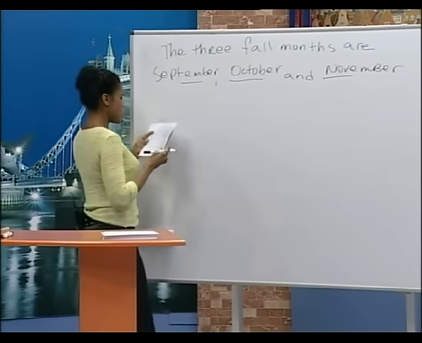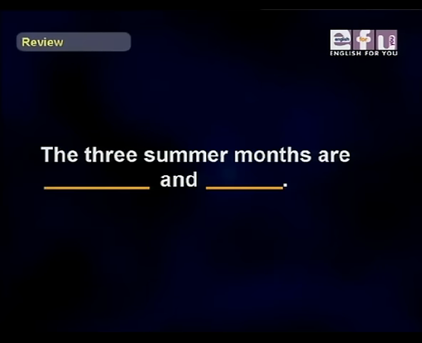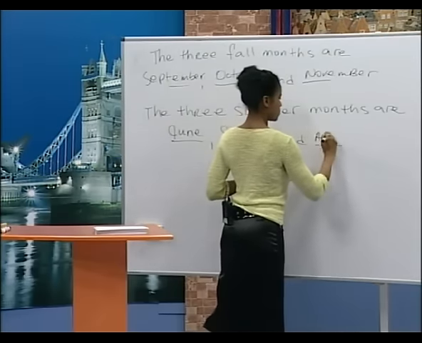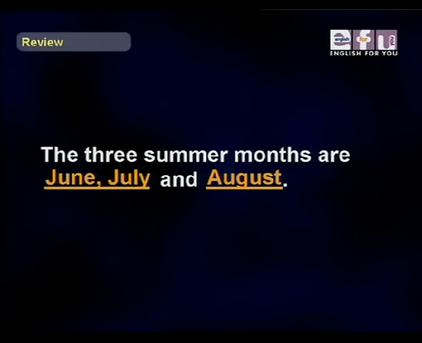Okay, Alberto, now you finally have an easy one. The three summer months are and what? That's easy. The three summer months are June, July, and August. Very good, Alberto. All right, so the three summer months are June, July, and August.